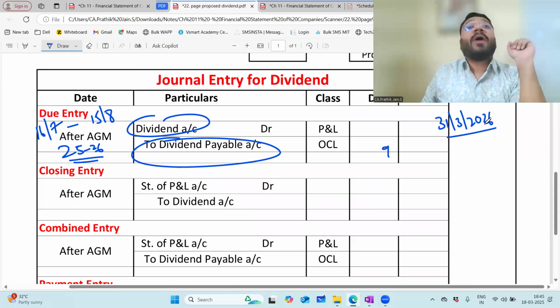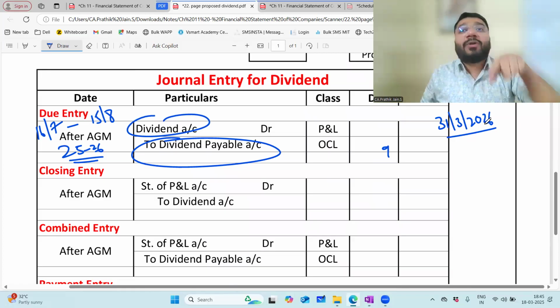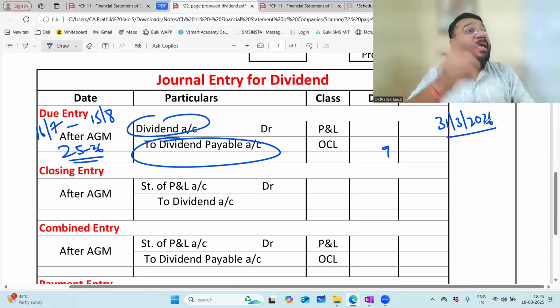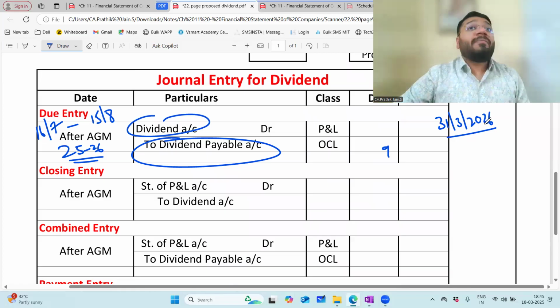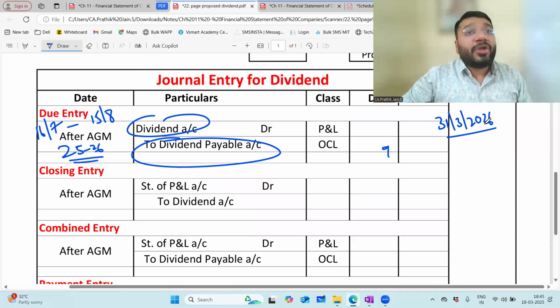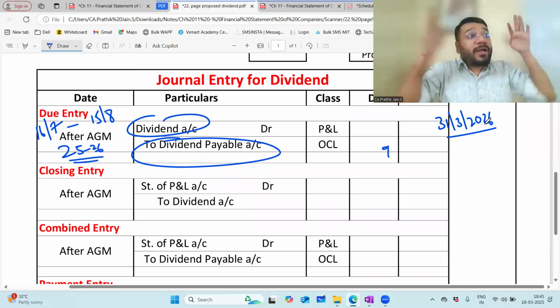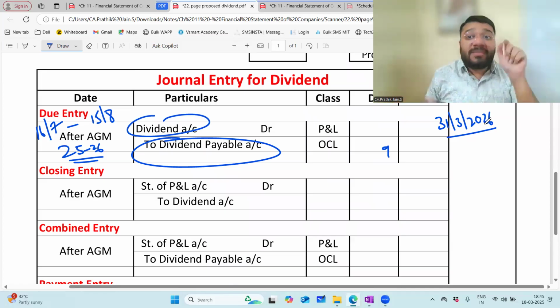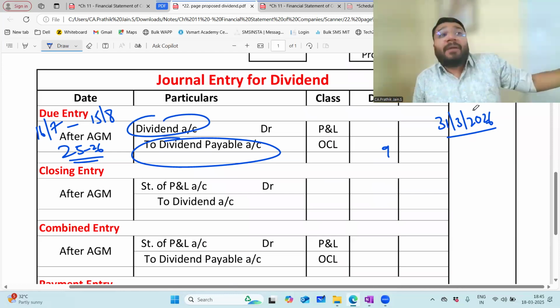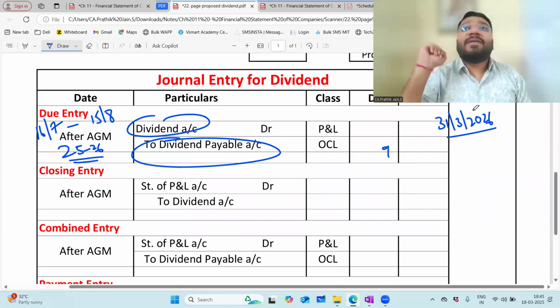If all the dividend is paid, then no problem. Sometimes the company will give a check, but the shareholder sitting in a foreign country did not receive the check, or maybe he got the check but did not deposit it in the bank account. Until the money goes from the company's bank account, it is not paid, so it will be payable for the company. Within 30 days the company has to make the payment, the company has to send the check.